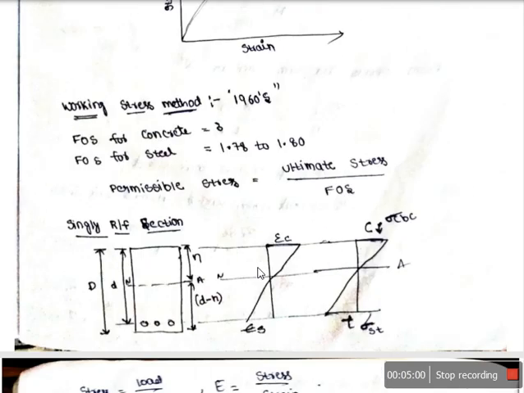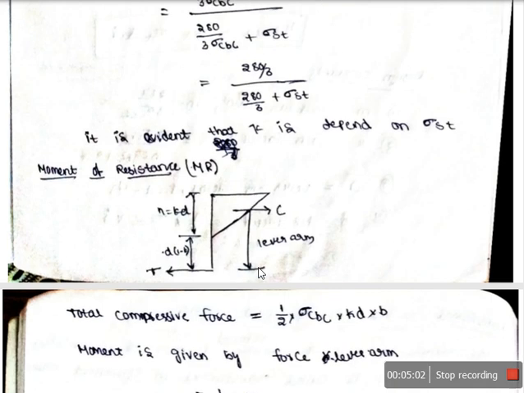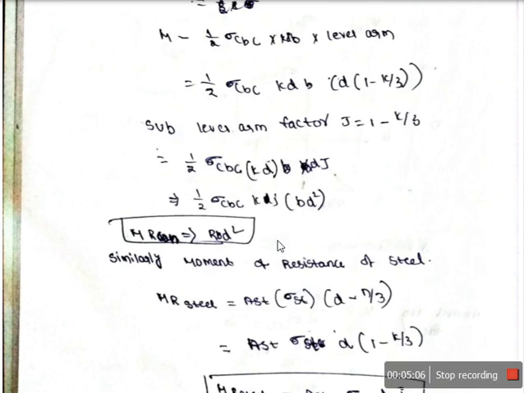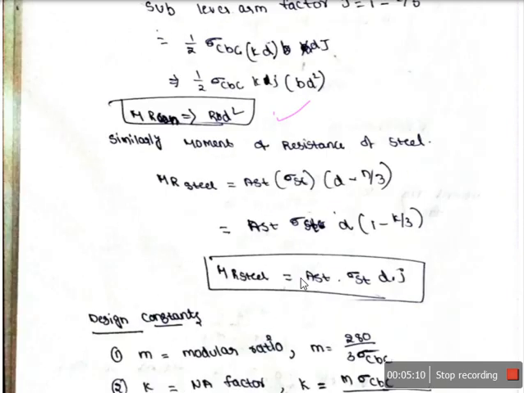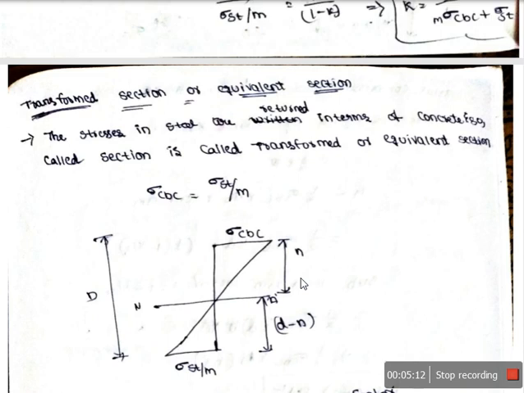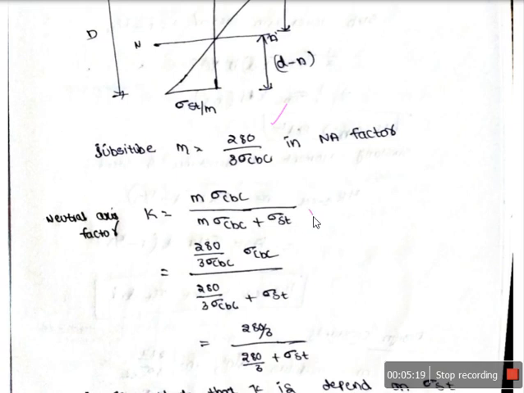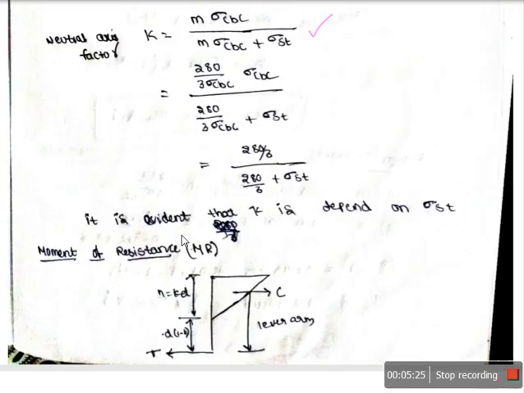And this is all about the working stress design which we need to discuss. But this is the main formula. Moment of resistance for a balanced section is given by R b d square. But before that, we need to know what m is. m is the modular ratio, which we have studied. Then k is given by m sigma_cbc divided by m sigma_cbc plus sigma_st, which is called the neutral axis factor.